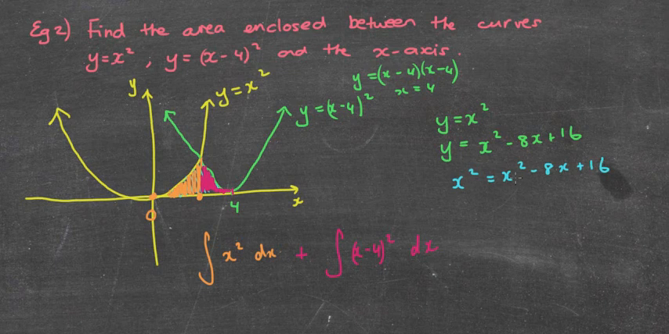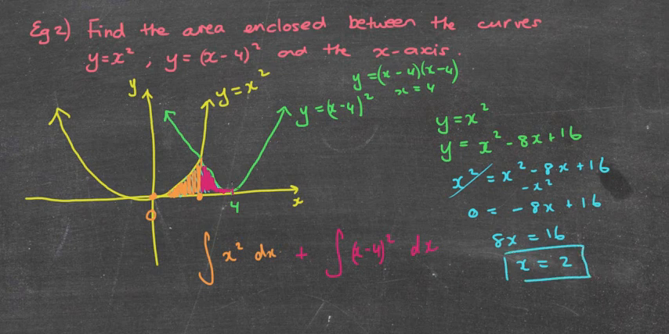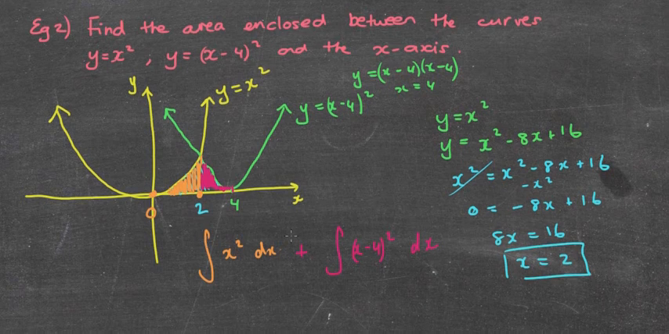Let's get this x squared over here. So take x squared across. We're left with 0, because x squared minus x squared is 0. So we're left with minus 8x plus 16 equals 0. Plus the 8x across: 8x equals 16. x is equal to 2. So I've got my value of 2. And that looks about right because it looks halfway between 0 and 4 anyway. But remember, you can't just assume, you need to show.